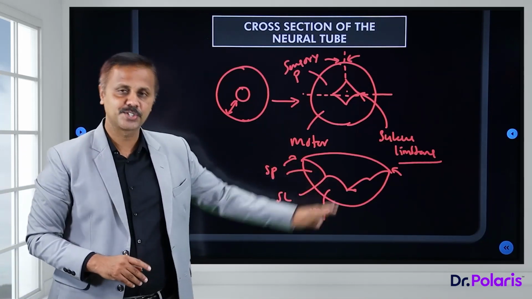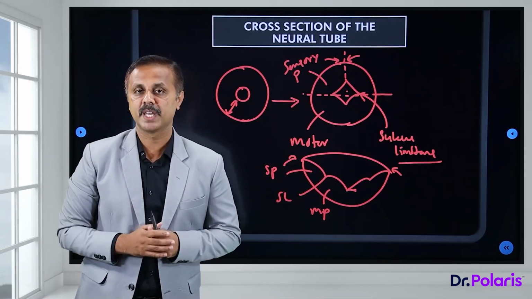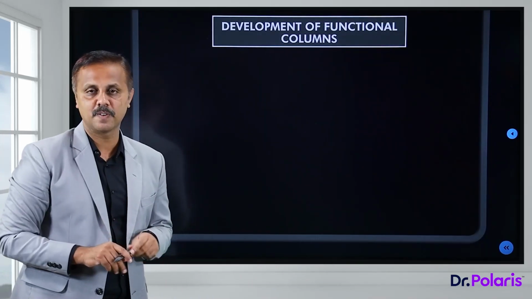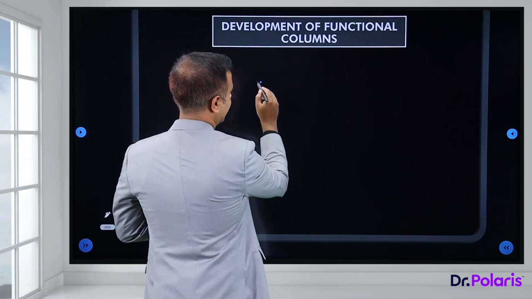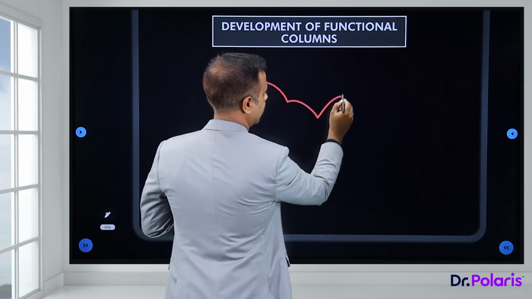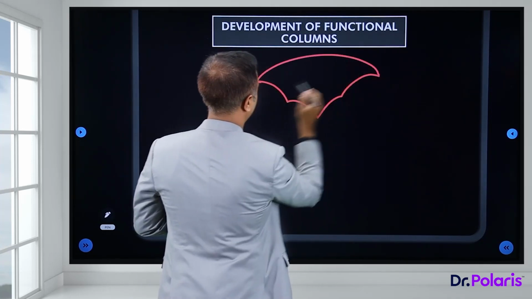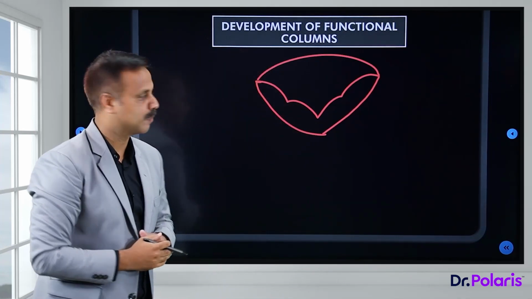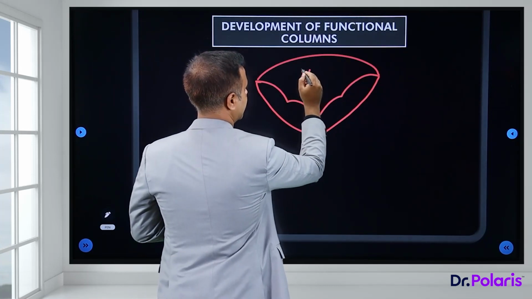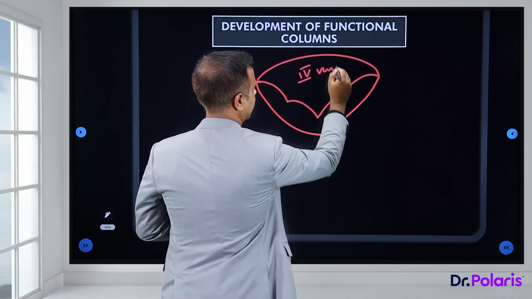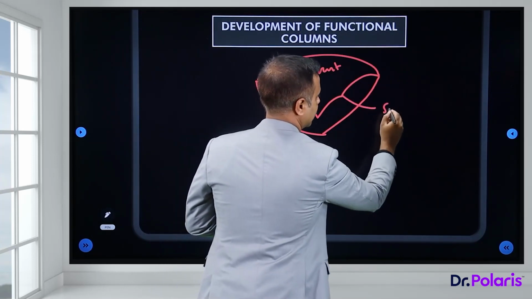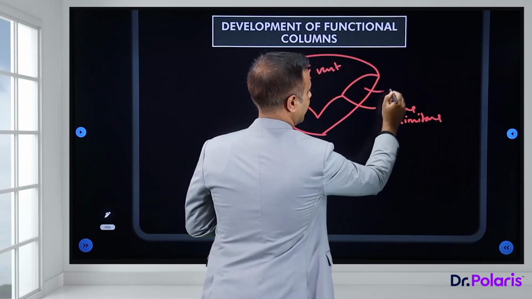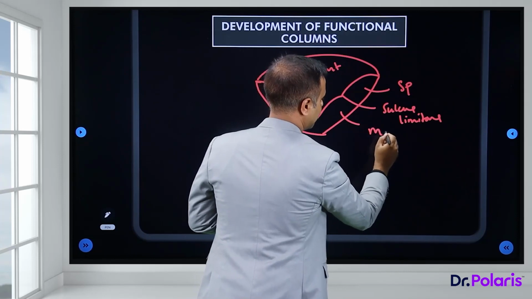Fine. Taking this section, we will see how exactly the functional columns make their appearance. Right. Let's draw the section of the neural tube again. As I said, the neural tube looks something like this now. We have the roof of the fourth ventricle, then we have the wall of the rhombencephalon, let's say. And again, this is the fourth ventricle. And what is this? This is the sulcus limitans. And what is this plate? This is the sensory plate, and this is the motor plate.